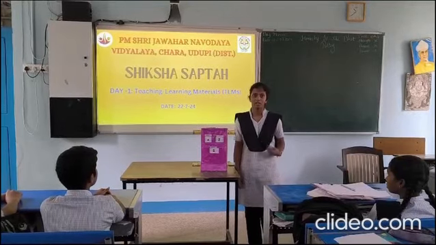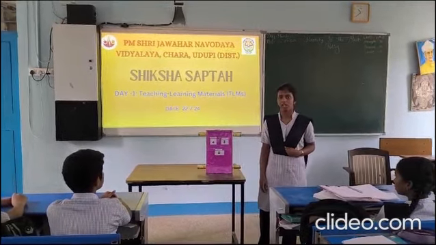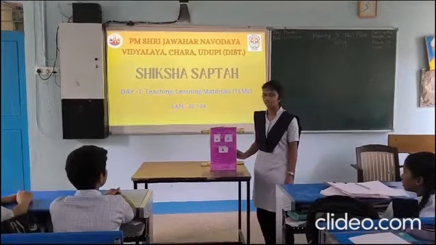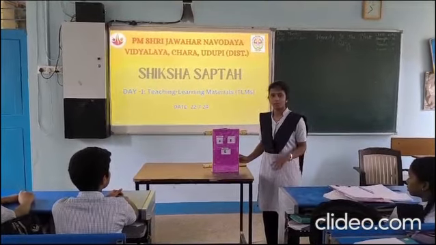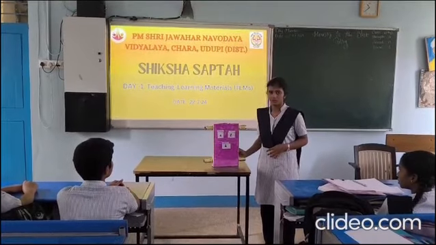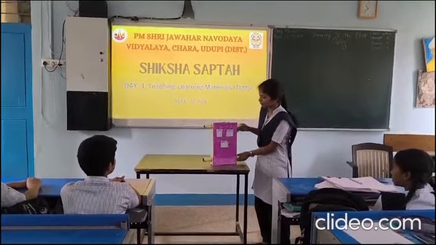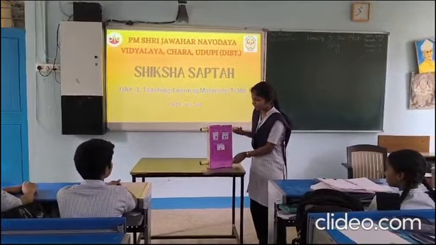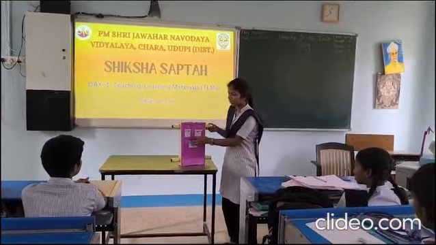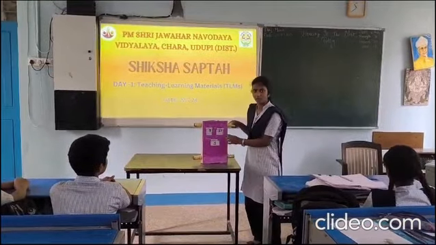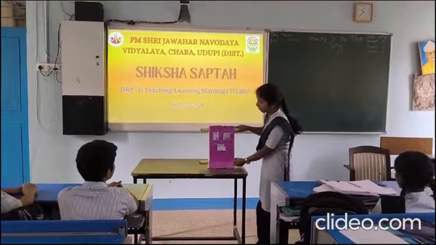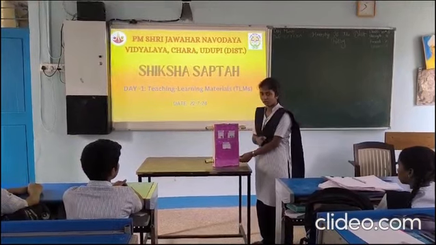I am Meghana, and today I am presenting a toy-based model. This model is based on the squares and cubes of the numbers from 2 to 15. Whenever we scroll upwards or downwards, the number, the square of the number and the cube of the number appear. So I have made the numbers from 2 to 15.